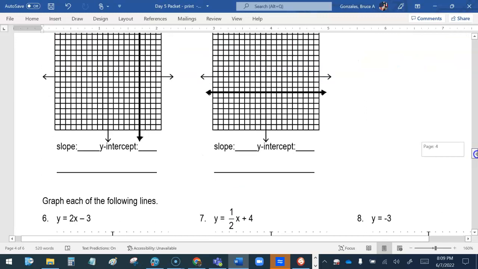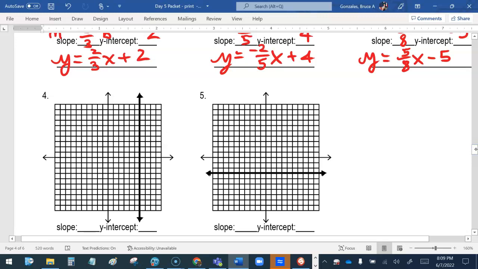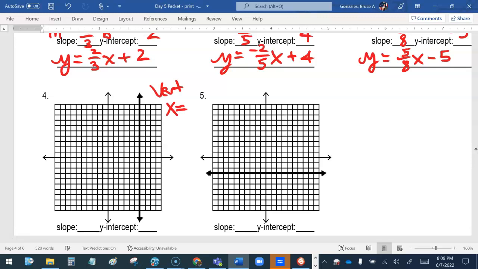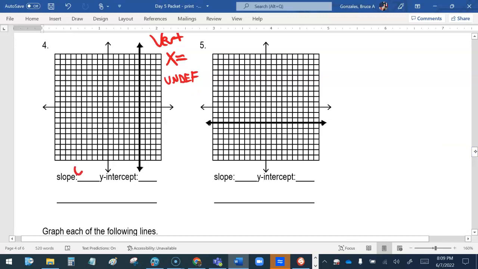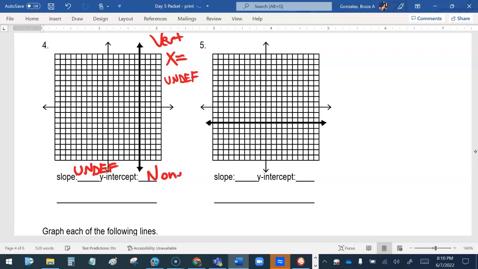Now, let's remember something about these types of lines. If it's vertical up and down, it's always x equals a number. And if it's vertical, the slope is undefined. You cannot stand on it. Since it's undefined and doesn't cross the y-axis, there's no y-intercept. It doesn't even touch it. So this is going to be x equals a number, and the x value that it touches at is 6. X equals 6.